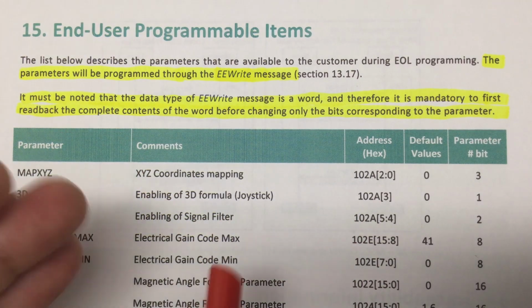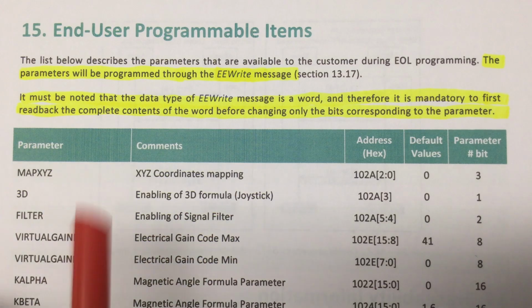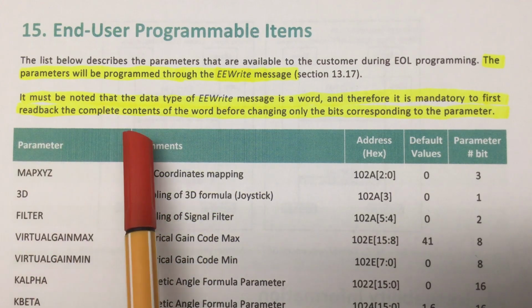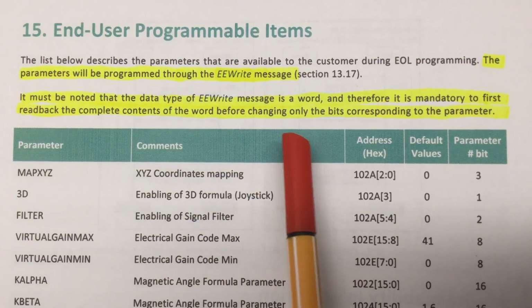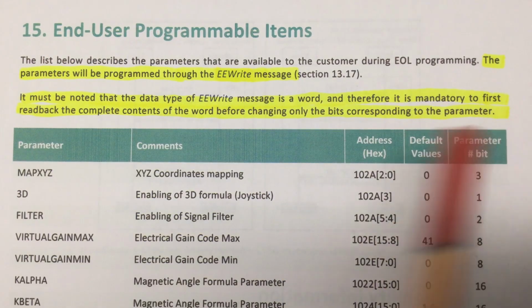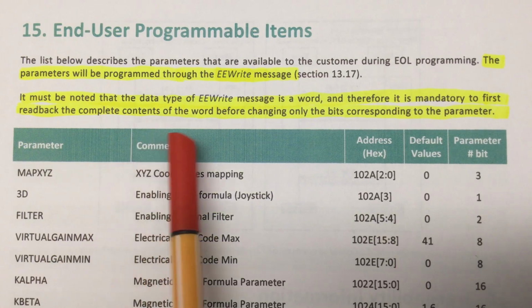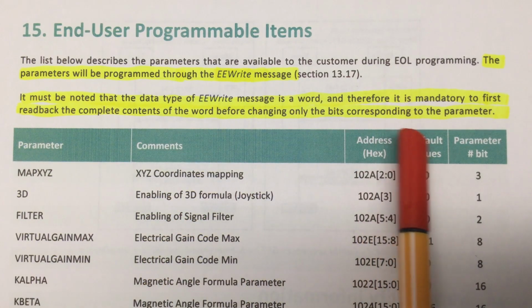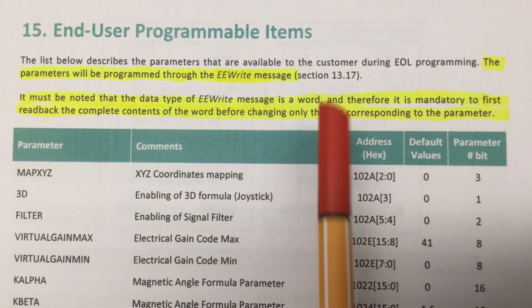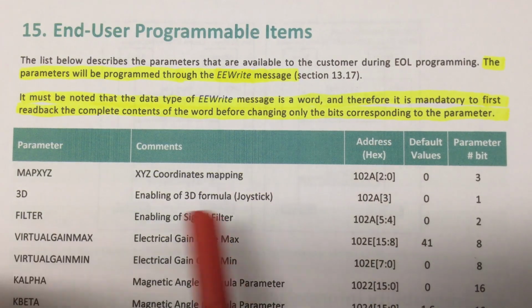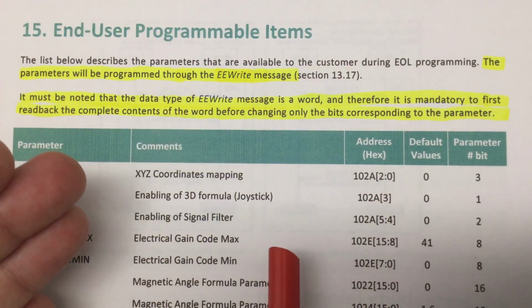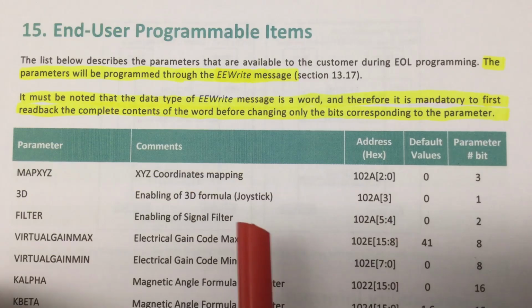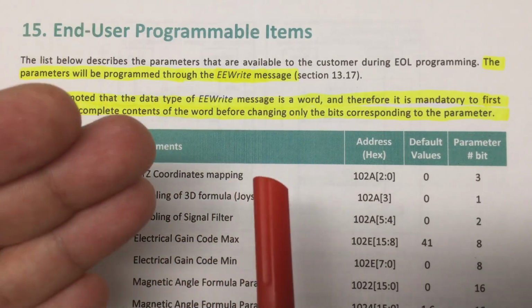or so. The second thing to note is that the data type of the EEWrite message is a word, so 2 bytes, 16 bits, and therefore it is mandatory to first read back the complete contents of the word before changing only the bits corresponding to the parameter. This is really important, and in our context we'll probably read out the whole configuration first before writing it to the chip after changing some parameters.